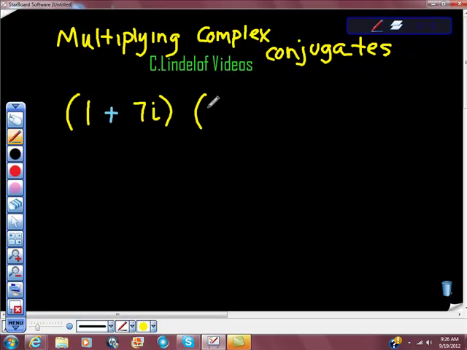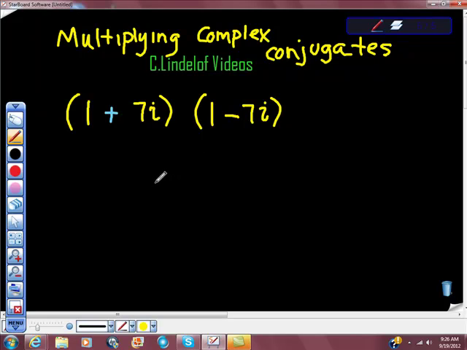So then when I start to write, I'm just going to write the same thing again. And all I'm going to do is take the opposite sign that I have here. So if this had been a negative, I would have put a positive here. But this is a positive, so its complex conjugate is a negative.